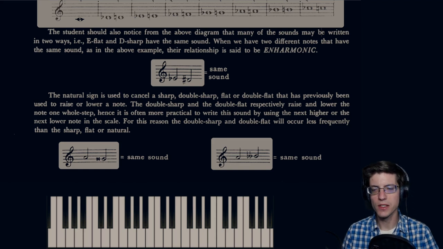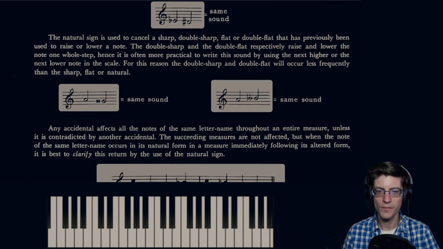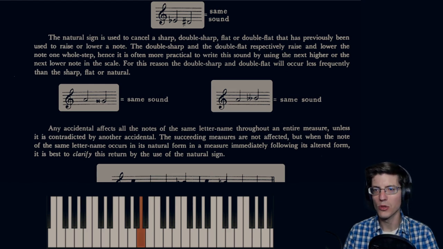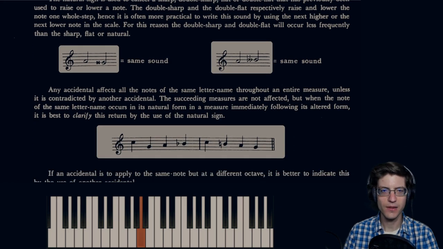The double sharp and the double flat respectively raise and lower the note one whole step. Hence, it is often more practical to write this sound by using the next higher or the next lower note in the scale. For this reason, the double sharp and double flat will occur less frequently than the sharp, flat, or natural. So you see, for instance, A is the same as G double sharp. A is also the same as B double flat.